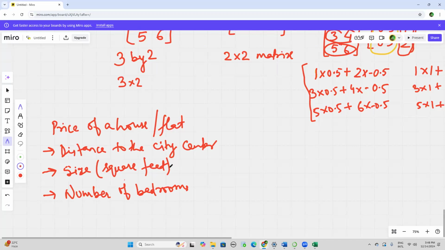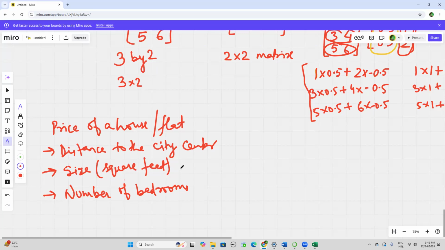Are they equally responsible? No. Obviously, no. The distance to the city center, the size of a flat, and the number of bedrooms, it is not necessary that they all have the same impact on the price of a house, right? Sometimes you want to buy a flat in a very good area, 2000 square feet, a penthouse, but it is 40 kilometers away from the city.